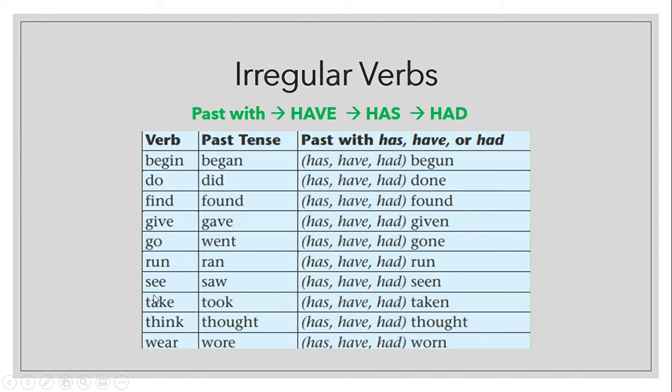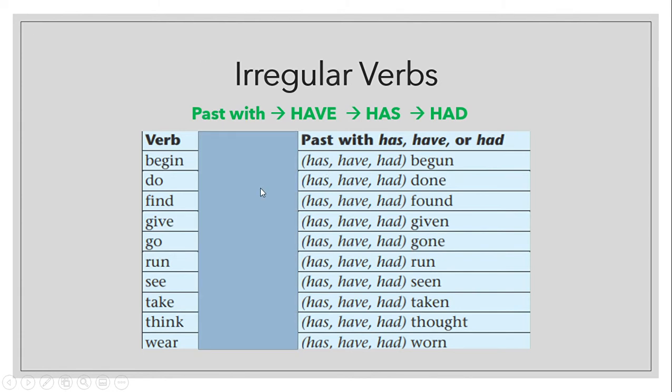Okay. Except yes, for run, ran, run, there are 2 the same. And here you see differences, see, saw, seen. 3 different forms: take, took, taken. Think, thought, 2 the same, thought and thought. Wear, wore, worn. Okay? So memorize this table. It's extremely important.